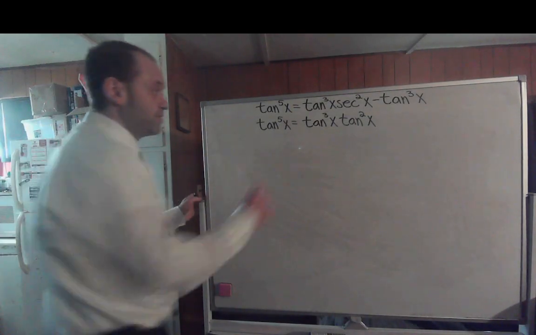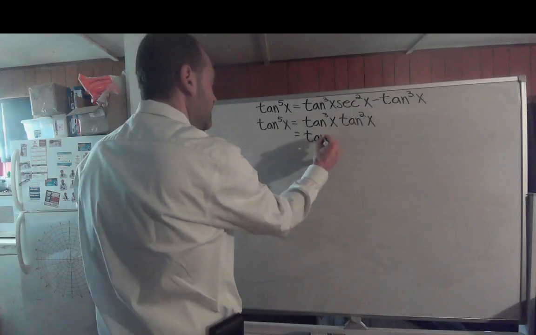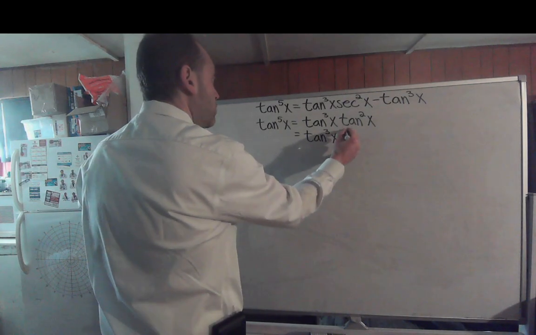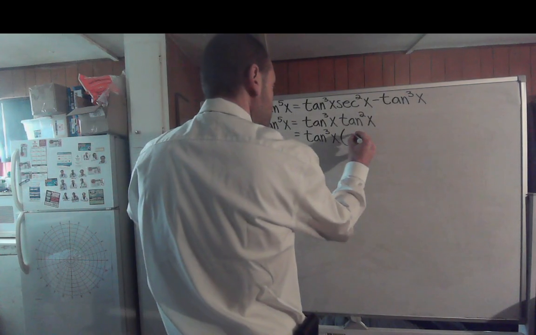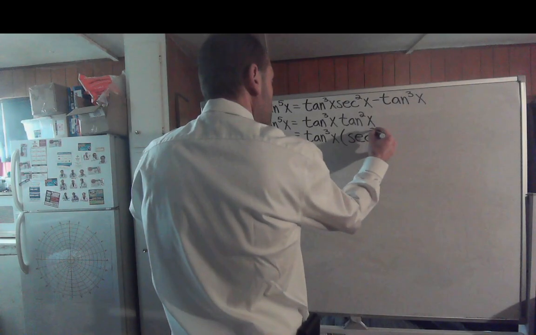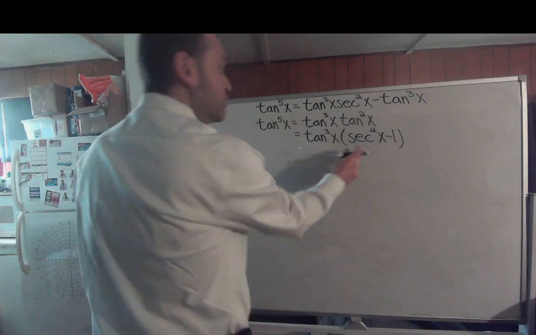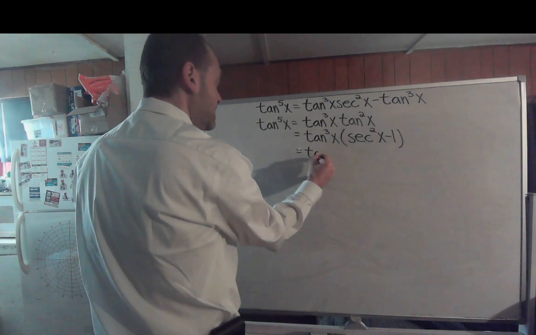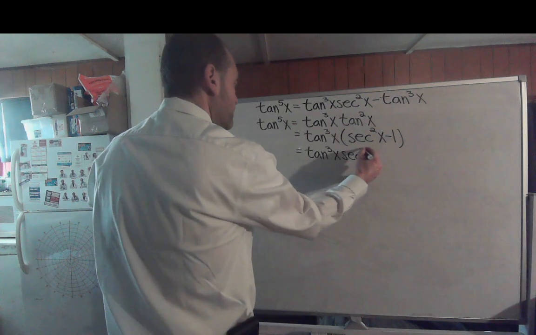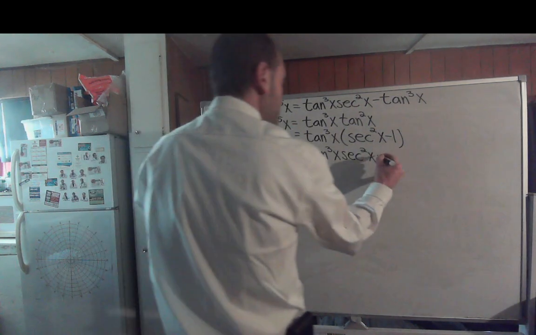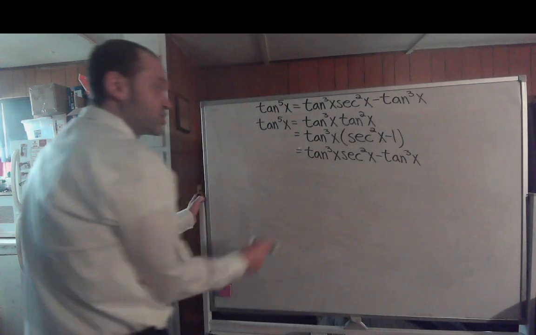Now, we can simplify the right-hand side further. We'll keep that tangent cubed of x. Now, what is tangent squared? Isn't that the same thing as the secant squared of x minus 1? So this would turn into the secant squared of x minus 1, which if you just distribute this, you'll end up getting the tangent cubed of x, secant squared of x, minus the tangent cubed of x. So that actually wasn't too bad.